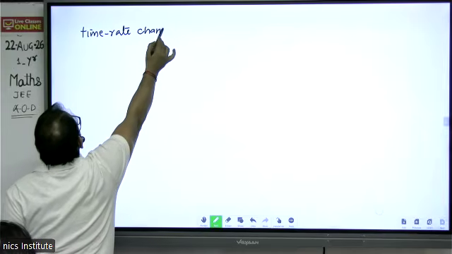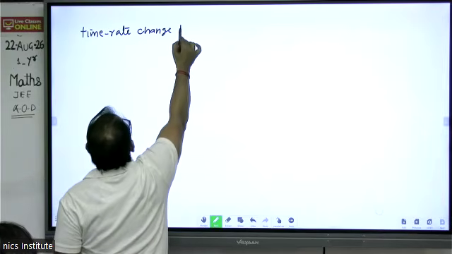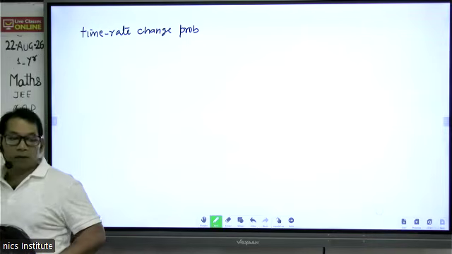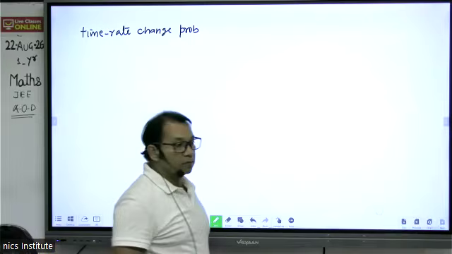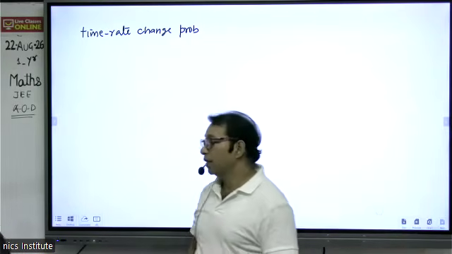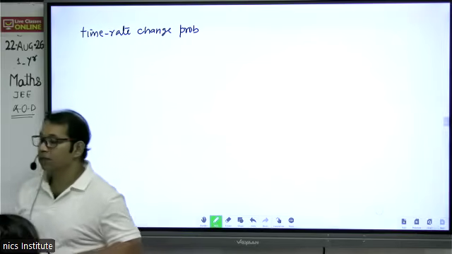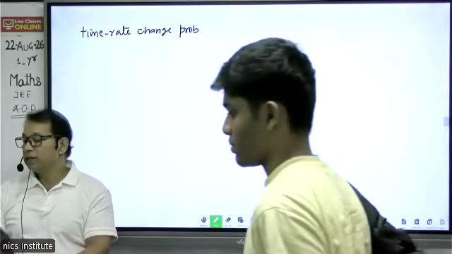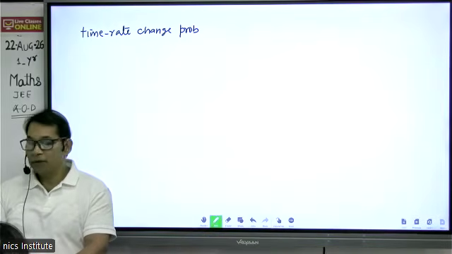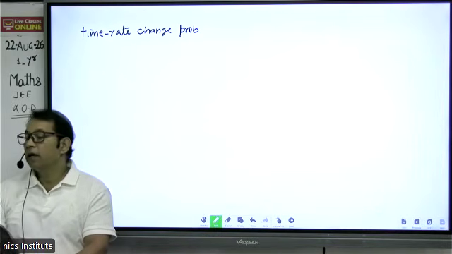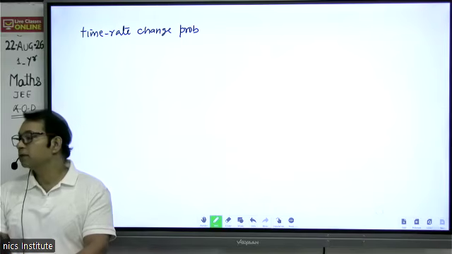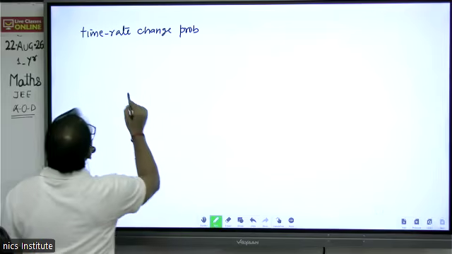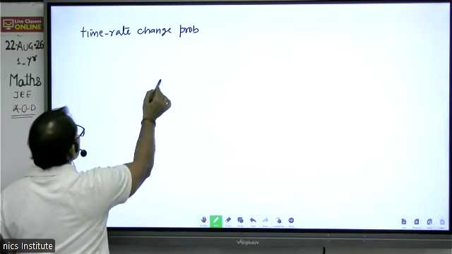Time rate change problems. Earlier, mean value theorems, approximation, tangent and normal were all in the syllabus, but now they're not there. We have increasing and decreasing functions, which we have done, maxima and minima, absolute and local maxima and minima, and then we have time rate change problems, right? These are quite simple questions.